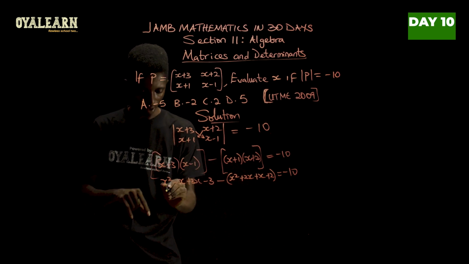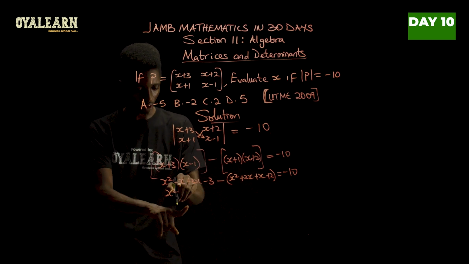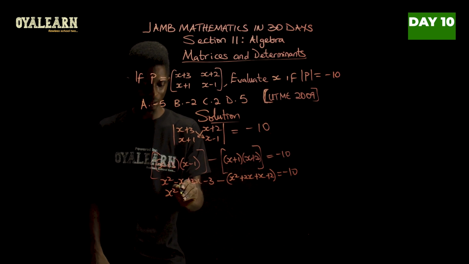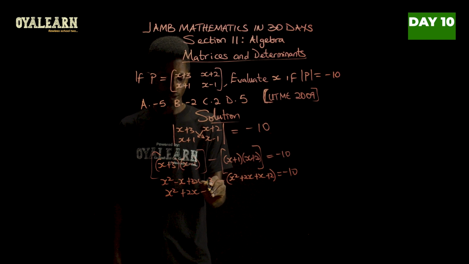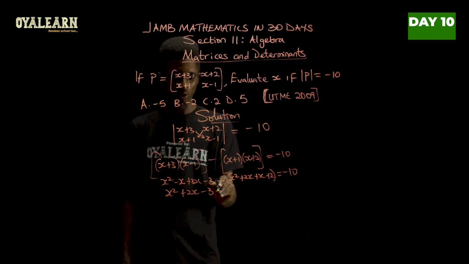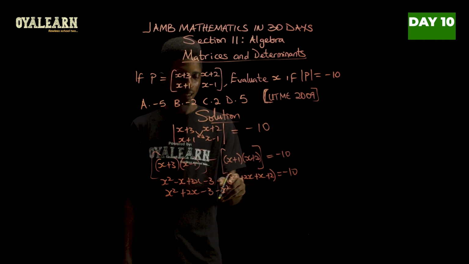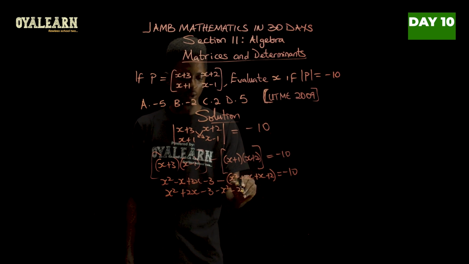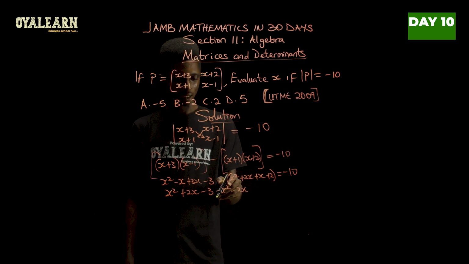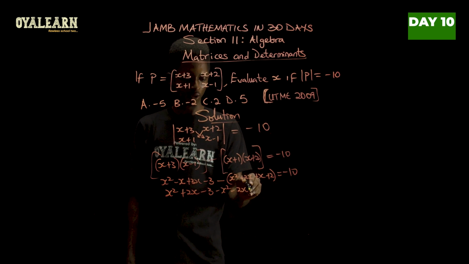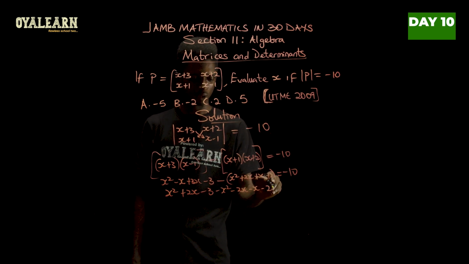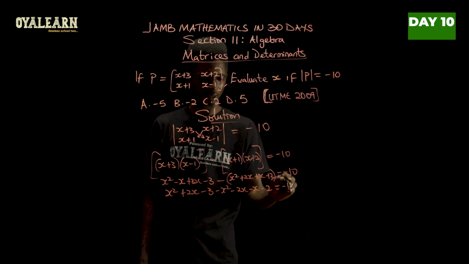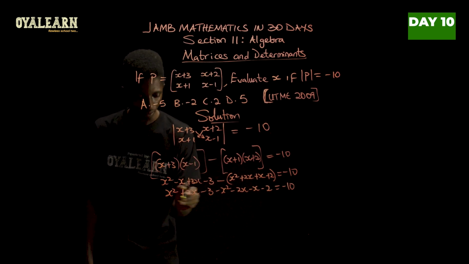So from here, we would have x squared. Now recall this is minus x plus 3x. That will give us plus 2x minus 3. Now minus times this will give us minus x squared. Minus times this will give us minus 2x. Minus times this will give us minus x. And then minus times 2 will give us minus 2. All equals minus 10.